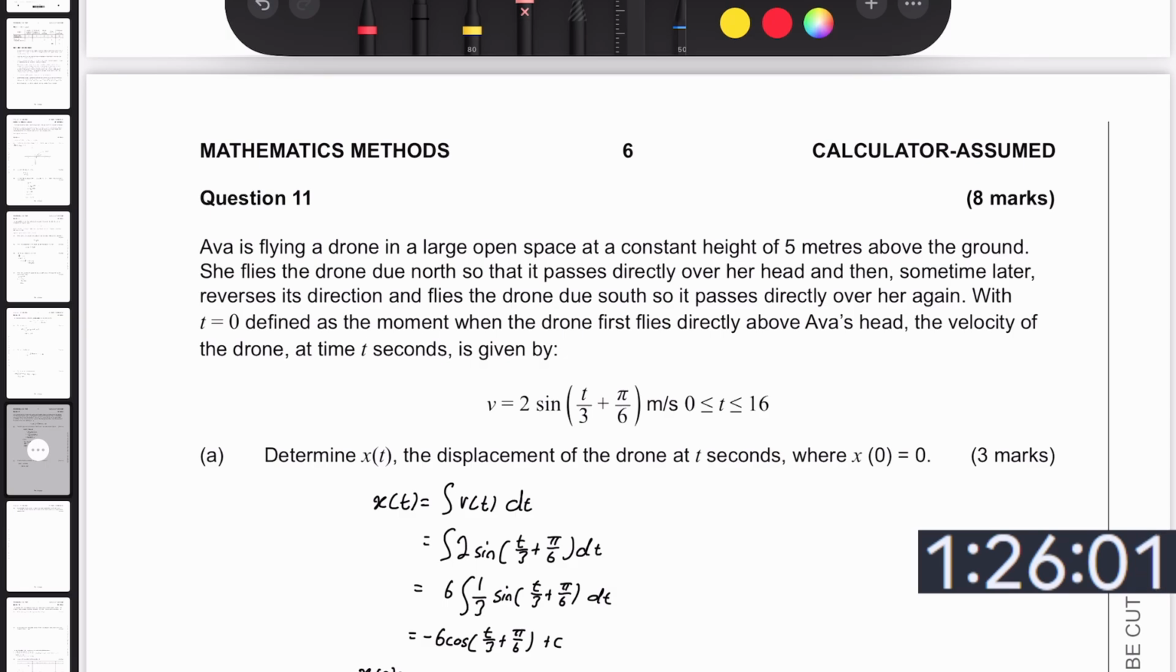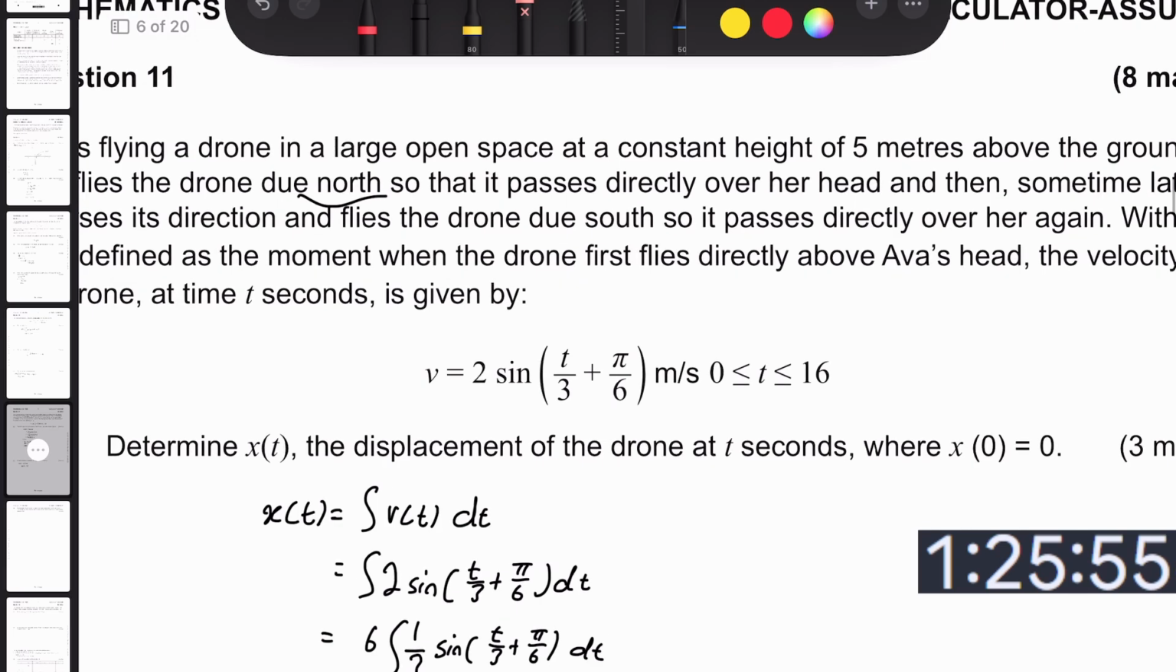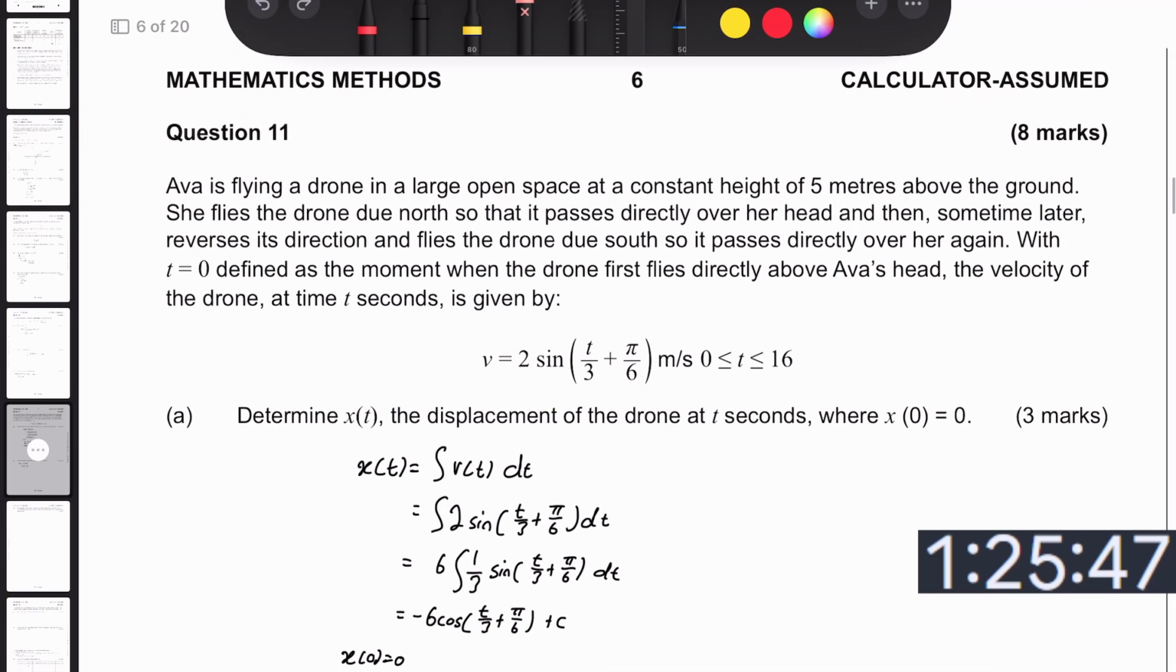So initially it's passing overhead and going north. Since this velocity is positive, it's going to be north. So if I have anything that's negative, I know the direction is going to be south.